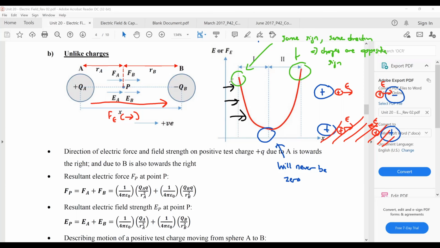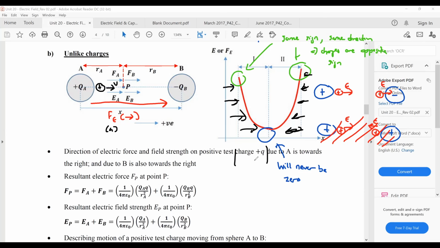At one point it will drop, and then at one point it will start to increase, but it will never change direction. So the conclusion you will be able to get here is that if you had a positive test charge and you're moving towards the right, your electric force is always in the same direction as your motion, or rather your acceleration is always in the same direction as your motion. You will always be speeding up. Just that when you're speeding up, it's a matter of whether you're speeding up at a decreasing rate or at an increasing rate.